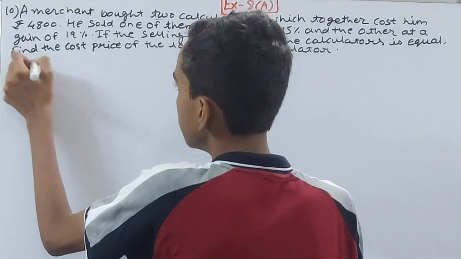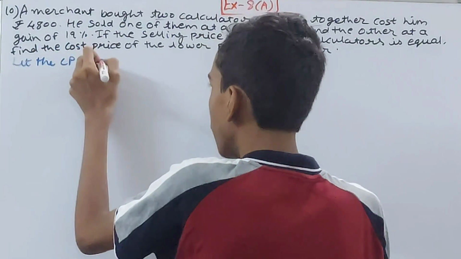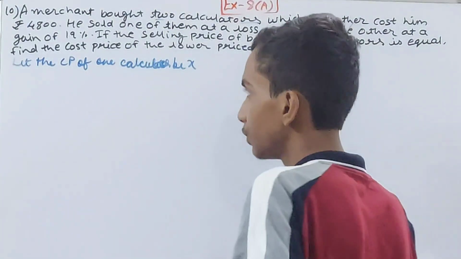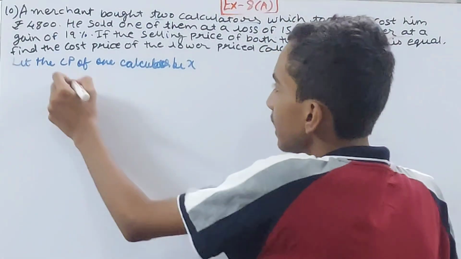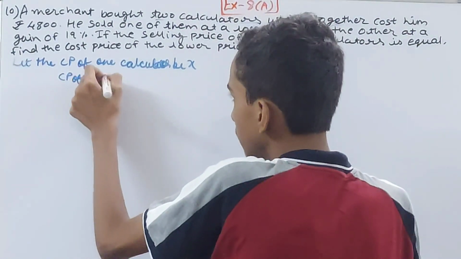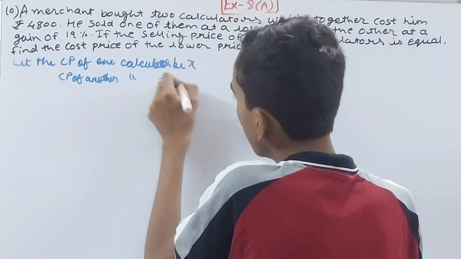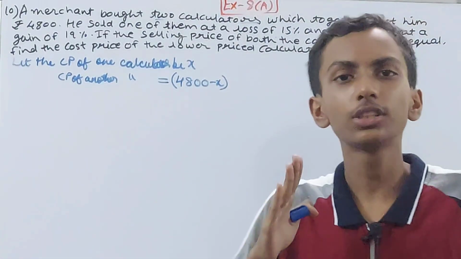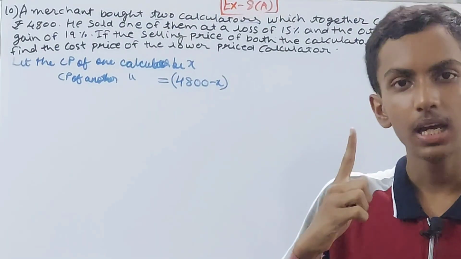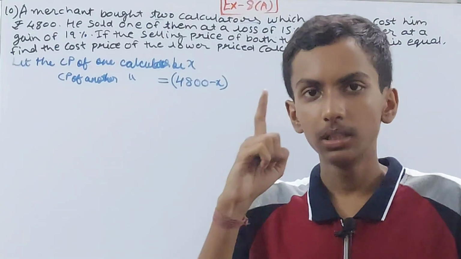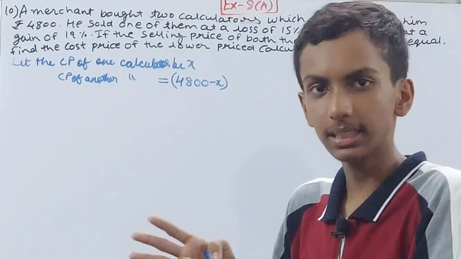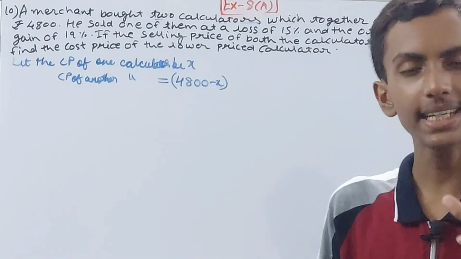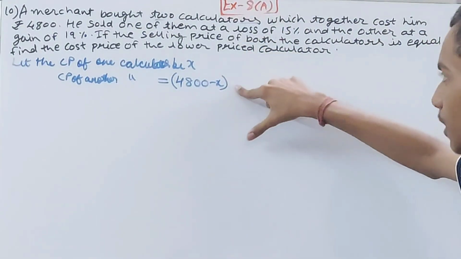Now look here, let the CP of one calculator be X. So CP of one calculator is X. That means CP of another calculator will be 4,800 minus X, because total cost is 4,800. Out of that, X is the cost of one calculator. Therefore the second calculator will be 4,800 minus the cost of the other calculator, that's why 4,800 minus X. That is how we are writing down the cost of the second calculator. So this should be clear. One is X, one is 4,800 minus X.